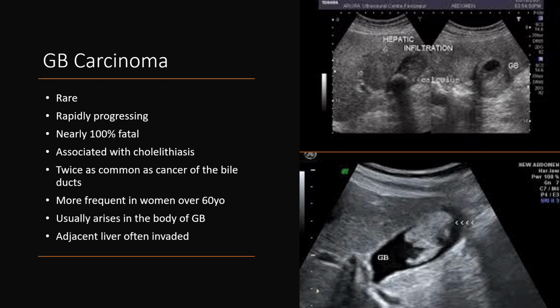It's twice as common as cancer of the bile ducts. We see it more often in women, especially those over the age of 60. And usually it's going to start in the body of the gallbladder. But again, because it is very aggressive and rapidly progressing, it will often invade the adjacent liver parenchyma as well. So you can end up with metastases into the liver.